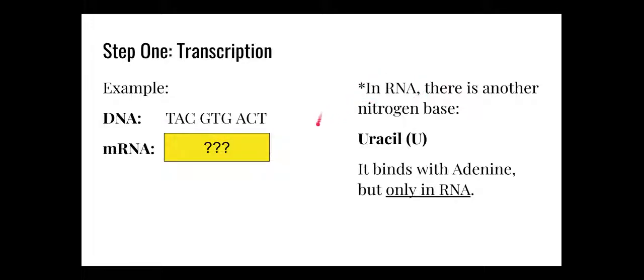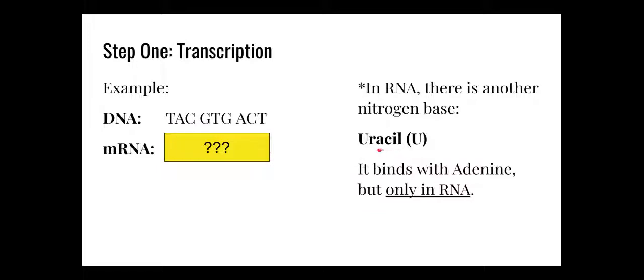So for DNA, we have nucleotides like A, T, C, and G, right? We've talked about those adenines, thymines, cytosines, and guanines. In RNA, there's another nitrogen base, another kind of nucleotide that we get to use. That nucleotide is called uracil. So uracil in RNA takes the place of any thymine base.